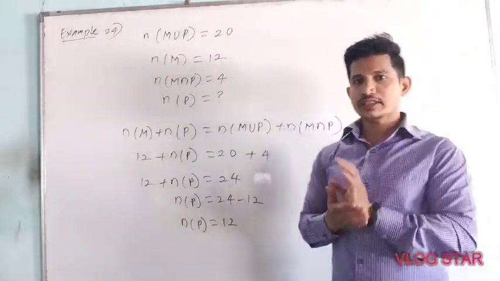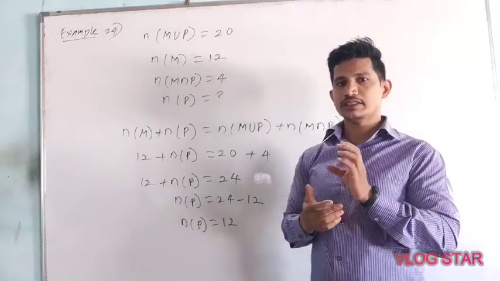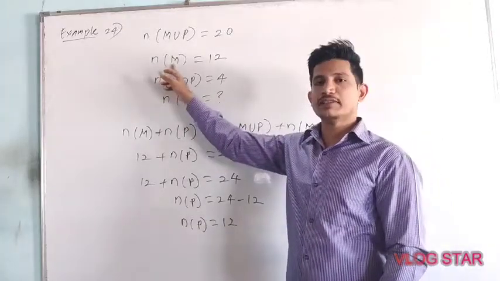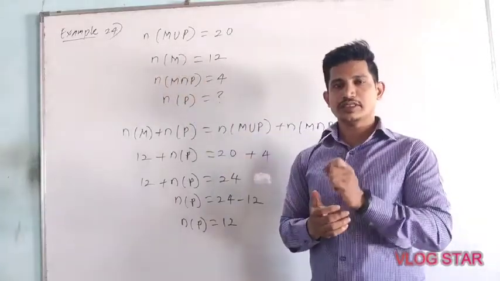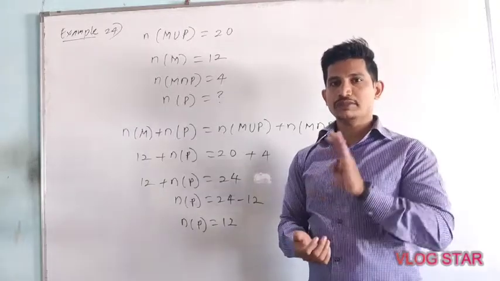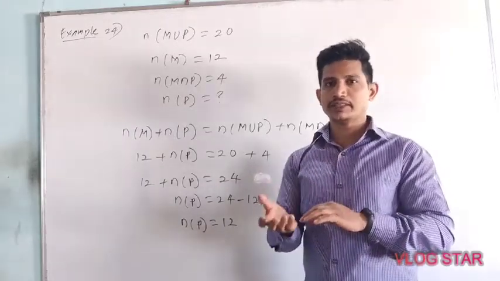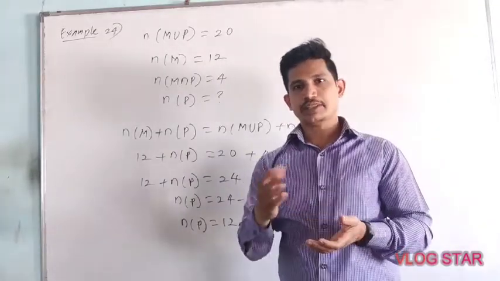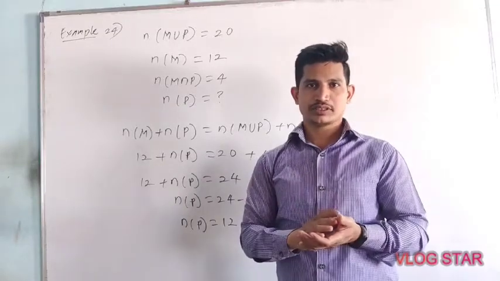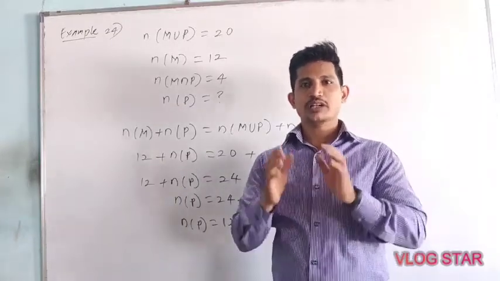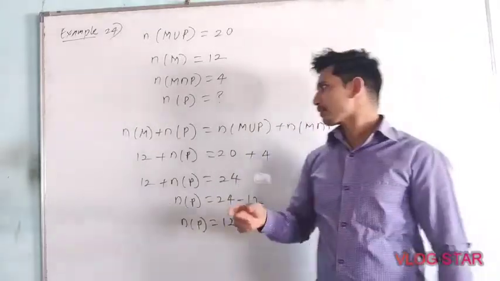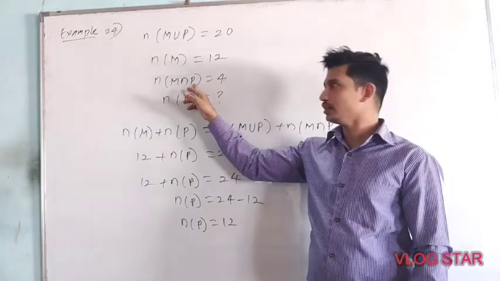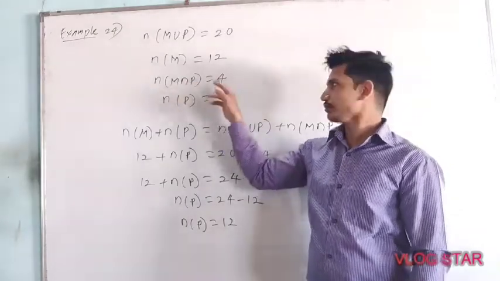Now in the same school, how many teach mathematics? n of M is given there, 12. 12 teachers teach mathematics. And 4 teachers teach both mathematics and physics. That means 4 teachers teach both mathematics and physics. Both means they are common, and whenever common comes it is the intersection. So both means M intersection P. This will be common. How many are there?